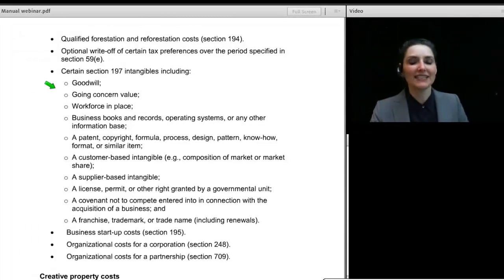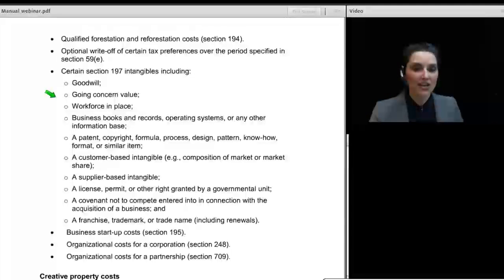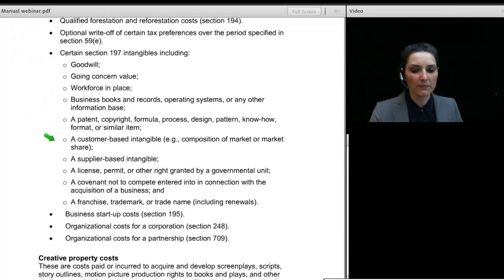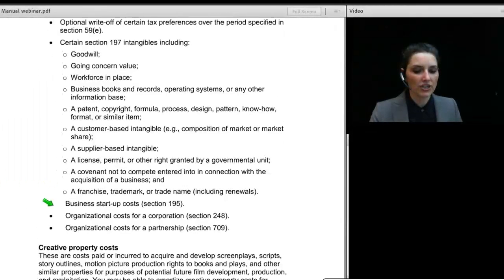So section 197 intangibles include things like goodwill, going concern value, workforce in place, business books and records, operating systems, or any other information base, a patent, copyright, formula, process, design, pattern, know-how, format, or similar item. A customer-based intangible, for example, composition of market or market share. A supplier-based intangible, a license, permit, or other right granted by a governmental unit. A covenant not to compete entered into in connection with the acquisition of a business, and a franchise, trademark, or trade name, including renewals.